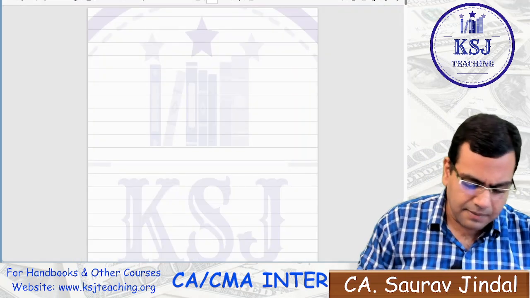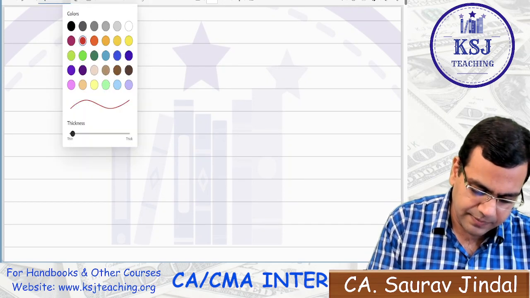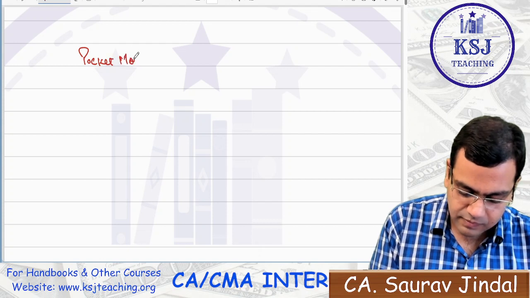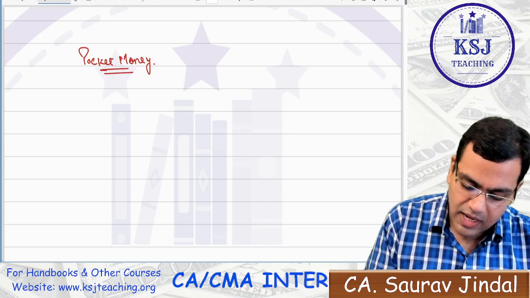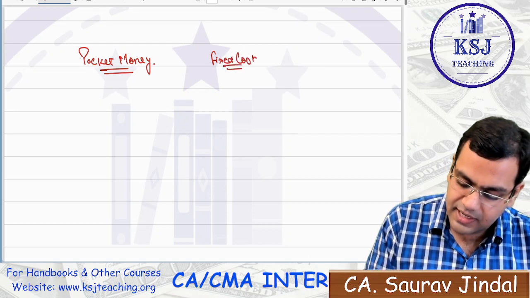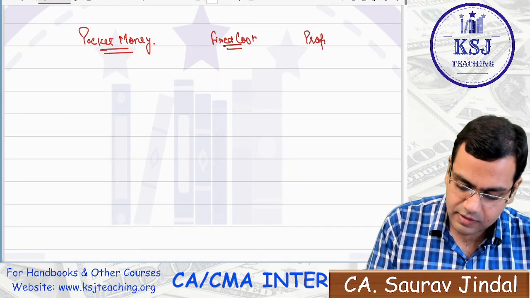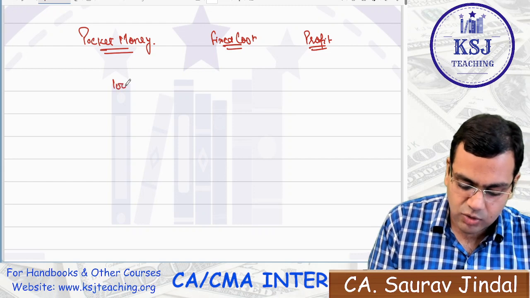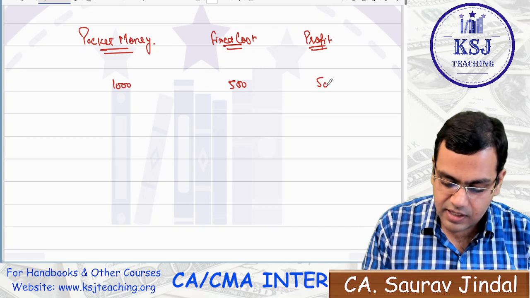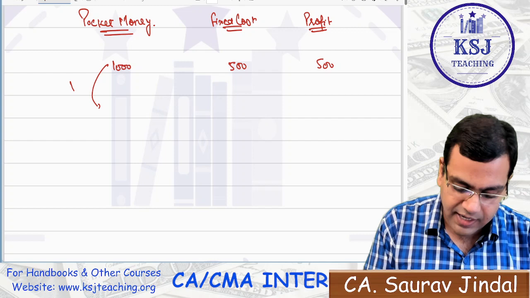I'll take a very simple example. Let's say you are getting a pocket money. For example, this is your pocket money that you are getting, right? And you have a fixed cost per month, right? So what is left with you after the fixed cost is, let's say, the profits. Your pocket money is 1,000 rupees, your fixed cost is 500. So what is the profit left with you? The profit is 500.